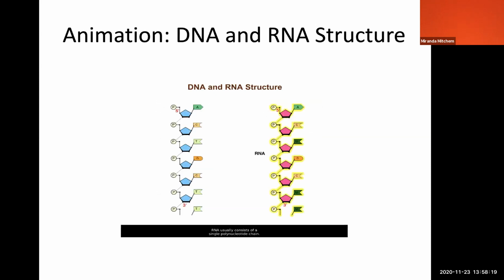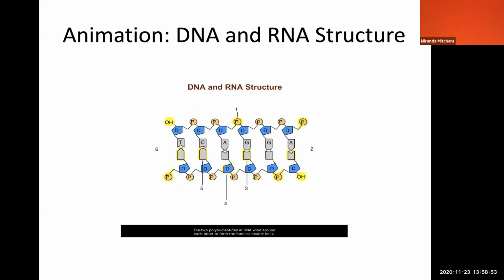RNA usually consists of a single polynucleotide chain. DNA, on the other hand, consists of 2 polynucleotide chains. The 2 DNA chains or strands are oriented in opposite directions and held together by hydrogen bonds between the nitrogenous bases on opposite strands. Because of their sizes, shapes, and arrangement of polar groups, the DNA bases form complementary pairs. Adenine pairs with thymine and cytosine pairs with guanine.